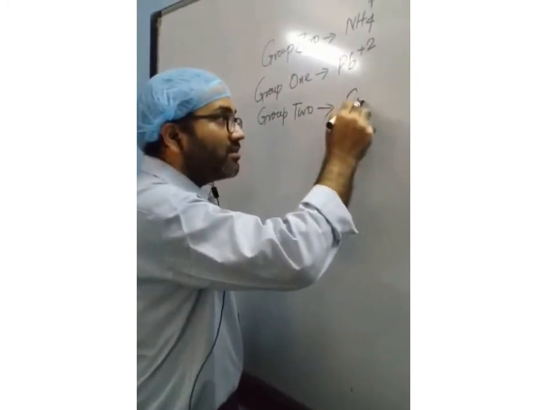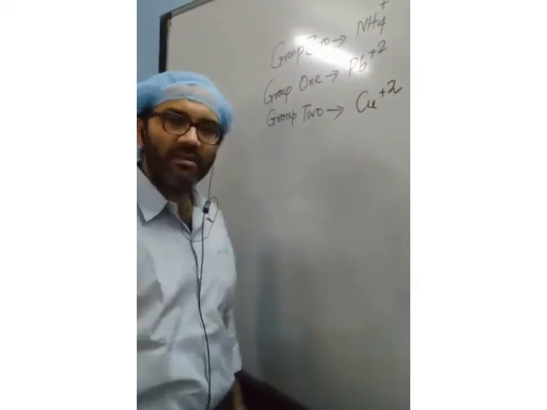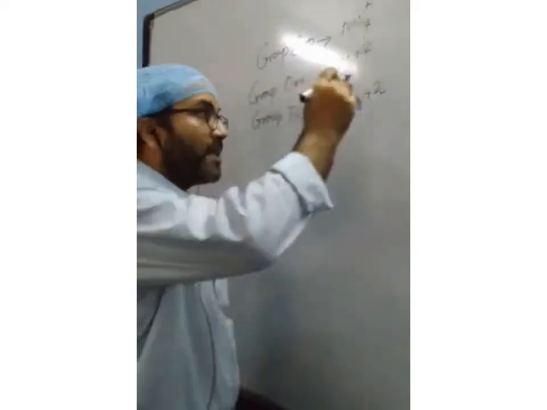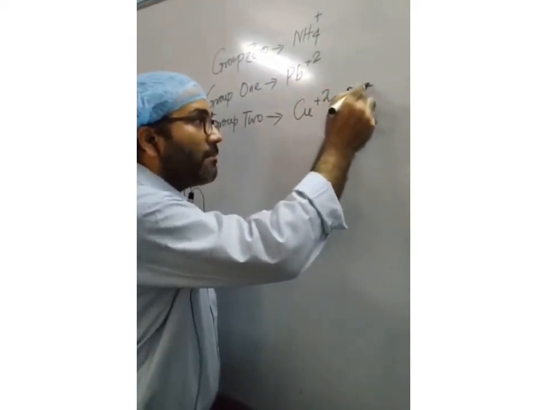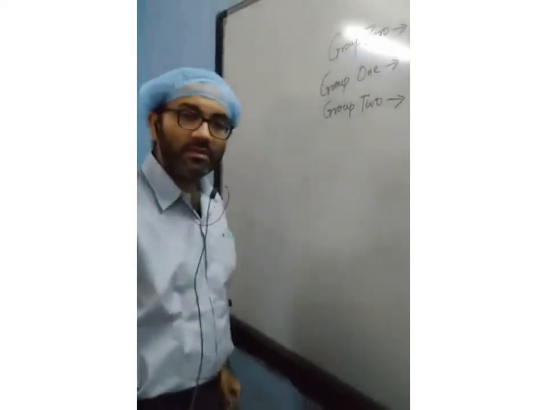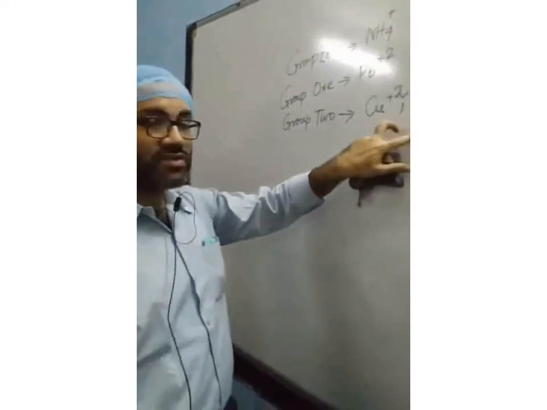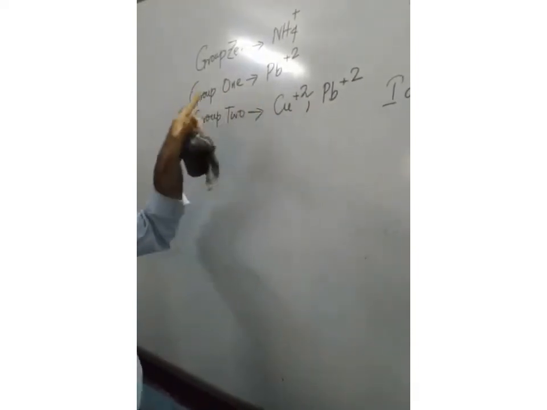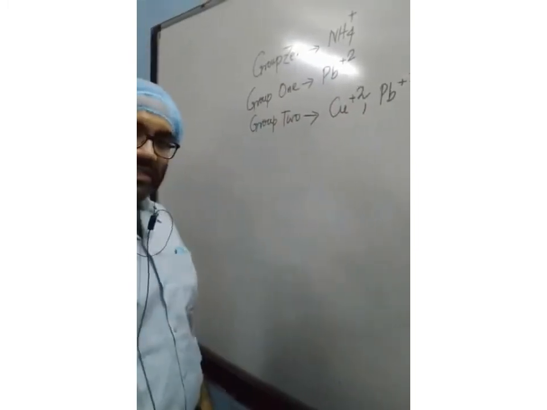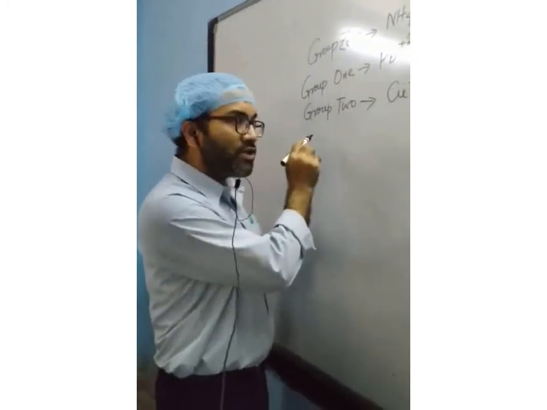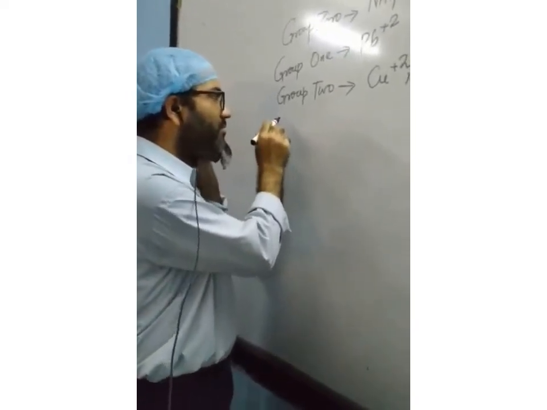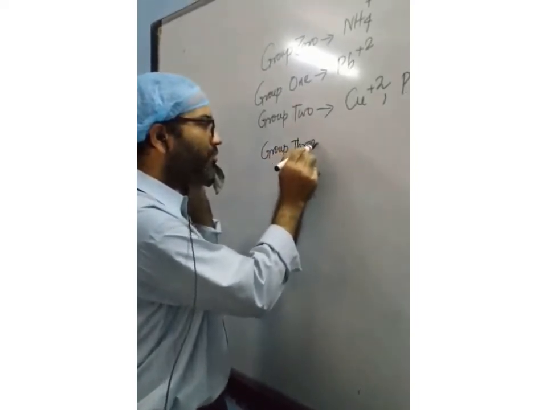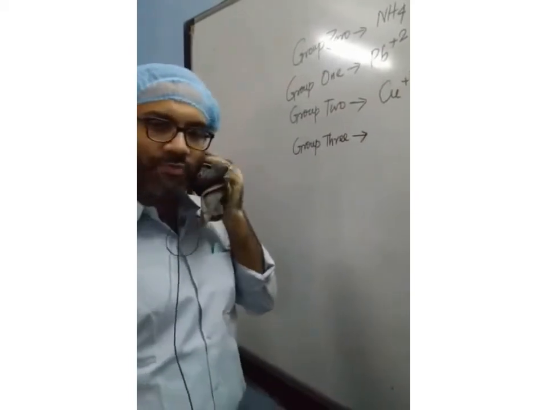In group 2 we have, first, Cu2 plus, the cupric ion, and once again Pb2 plus. These two cations from group 2 are in your syllabus. So Pb2 plus is in group 1 also, and in group 2 also. The rest of the cations are not there. Moving on to the next, group 3.